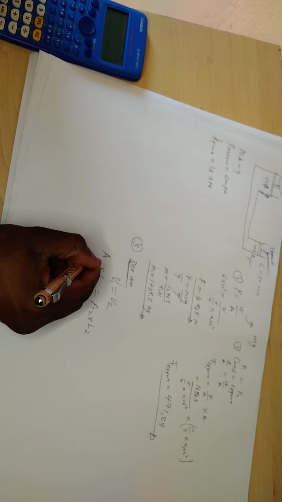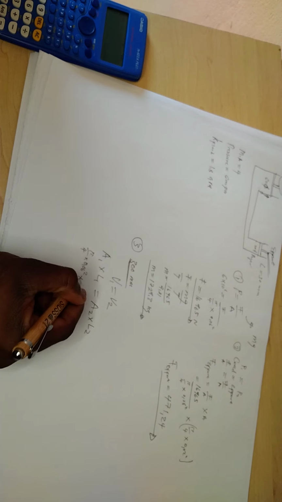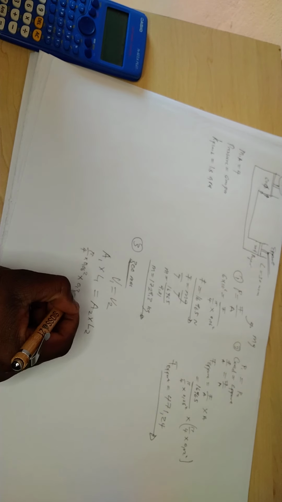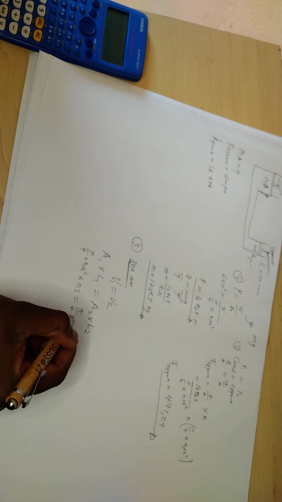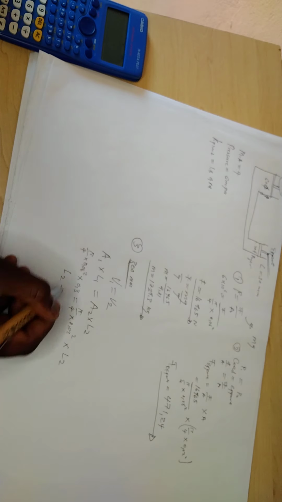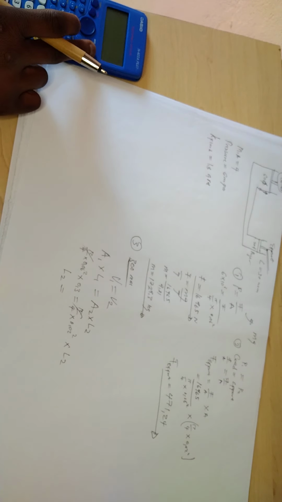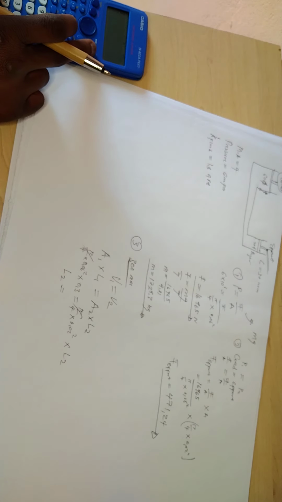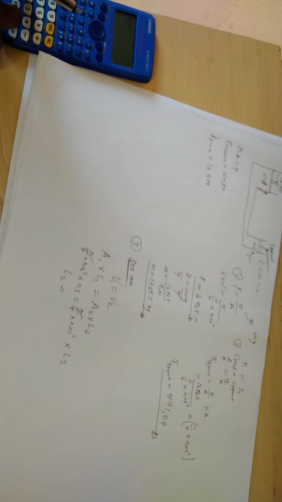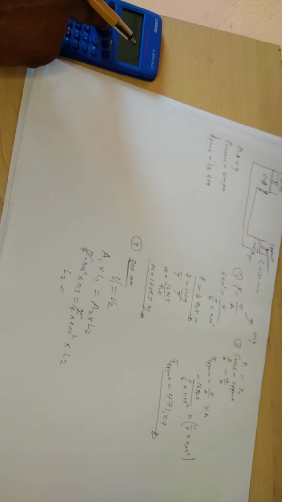So we know that this is going to be pi over 4 multiplied by 0.06 squared, and L1 we know it's 0.3, equals to pi over 4 multiplied by 0.02 squared multiplied by L2. So we're going to solve for L2. So this will simplify this, then we divide this, then we get the 0.02 squared multiplied by 0.03.